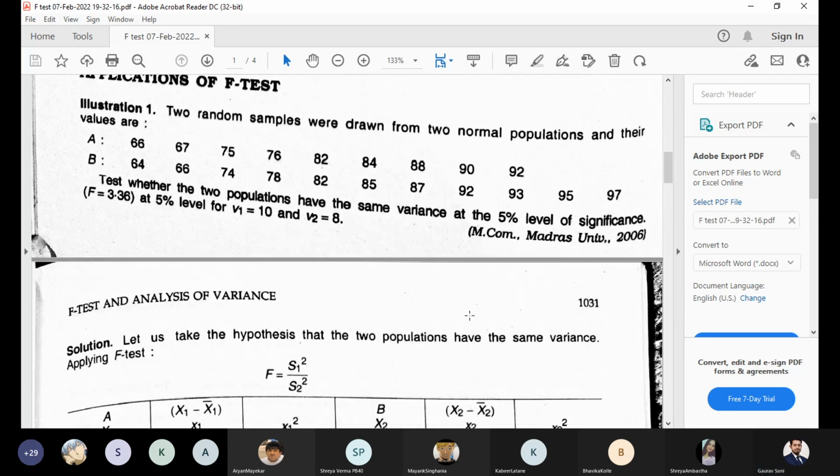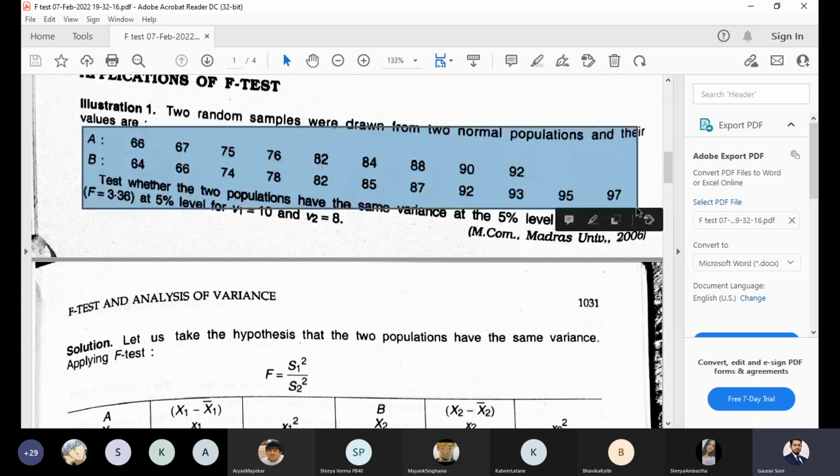Fine. Let's look at an example. Two samples are given. What are the two samples? The two random samples were drawn from two normal populations and their values are shown. You can see that there is a sample A and sample B. Where did I take these samples from? From a population which is normally distributed.